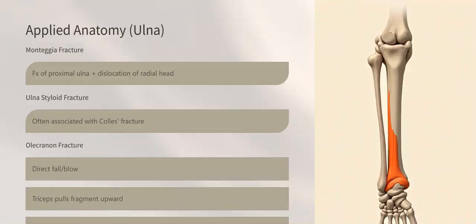F. Applied anatomy. 1. Monteggia fracture, ulna fracture plus radial head dislocation. 2. Olecranon fracture, due to fall or direct trauma. Triceps pulls the fragment upward. 3. Ulnar styloid fracture, often with Cole's fracture.